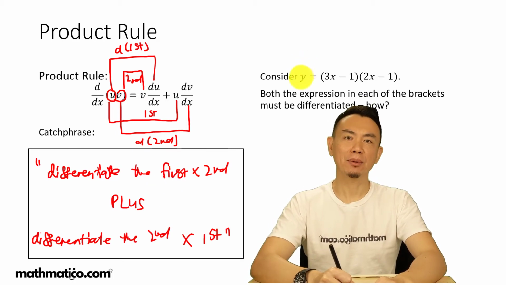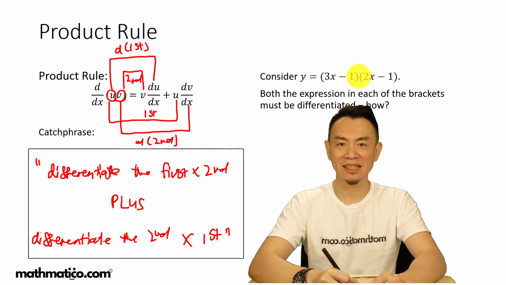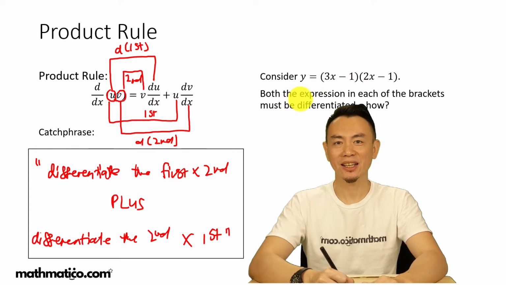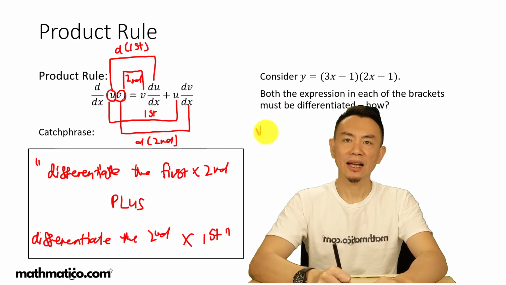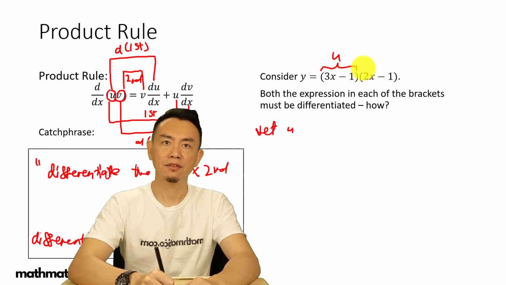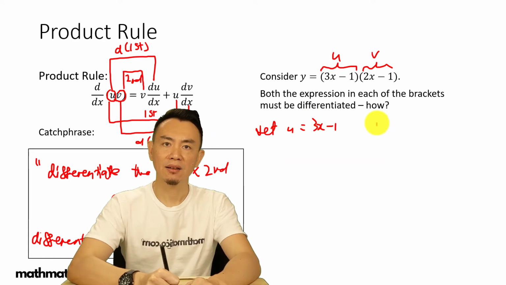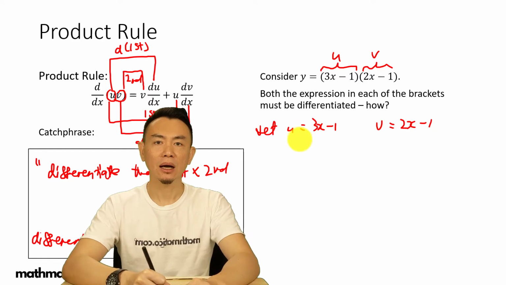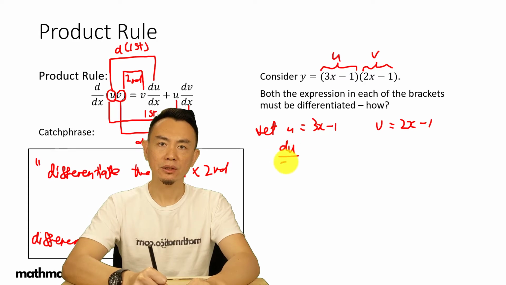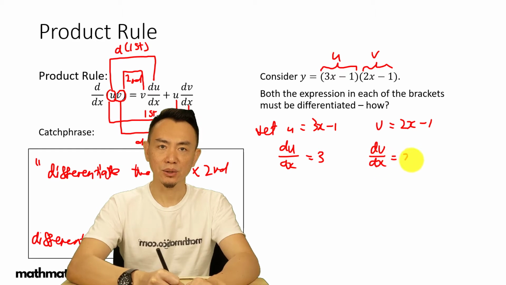Right, so we have an example here. Y is equal to 3x minus 1 times 2x minus 1. Now, normally we can just multiply this out and differentiate the three terms individually. However, I'm just going to use this to demonstrate the product rule, okay? So we're going to let u be the first expression and v be the second expression, okay? So let u be equals to 3x minus 1, v equals to 2x minus 1. Now we're going to differentiate the individual u and v separately. We have du dx to be equals to 3, dv dx to be equals to 2.